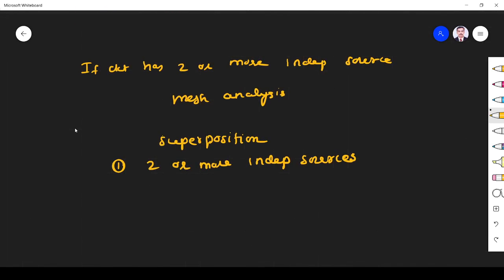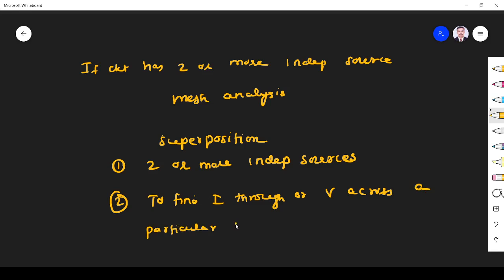So what is the main purpose of the superposition theorem? If we want to find the current through or voltage across a particular element, we can use the superposition theorem. So that is a very important use of the superposition theorem. But the first condition must be satisfied: the circuit should have two or more independent sources.